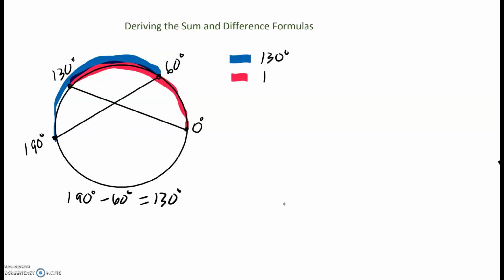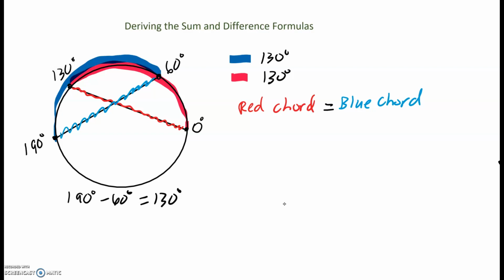Now, in geometry, if the two arcs are equal, you have what's called the chords. So we're going to consider this the red chord right here. And the red chord is going to be equal in length to the blue chord. The blue chord will be here, because in geometry, if the intercepted arcs are the same, then the chords are going to be the same length. So the red chord is equal to the blue chord. And that's kind of the basis of what we need to do next.